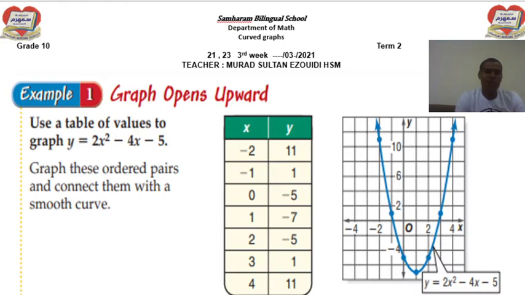Here we have a table of values. Use the table of values to graph y equals negative x squared plus 4x minus 1. You can see that the coefficient of x squared, the square term, is negative 1, so your curve will open downwards. Okay, so the question: graph these ordered pairs and connect them with a smooth curve. We have x equals negative 1, x equals 0. x equals 0 means the y-intercept. Then x equals 1, 2, 3, and 4. And use your calculator. Instead of writing this equation, substitute x by negative 1, 0, 1, 2, 3, 4, and 5.